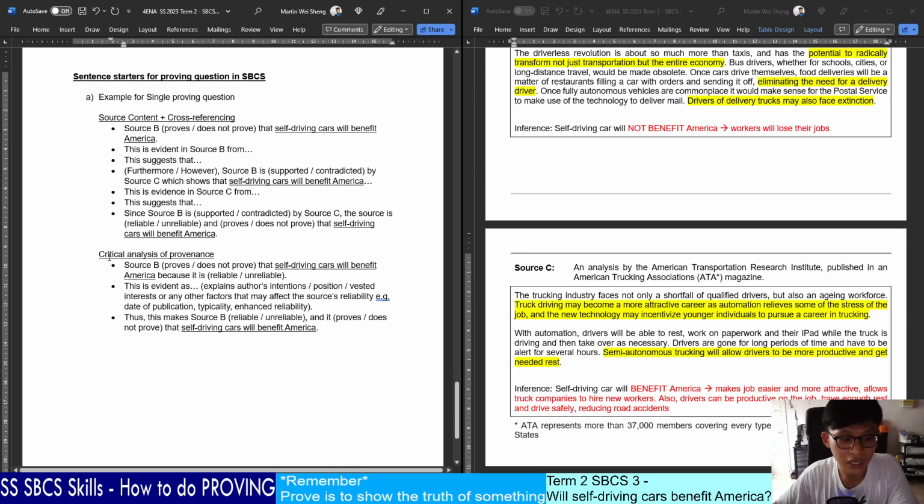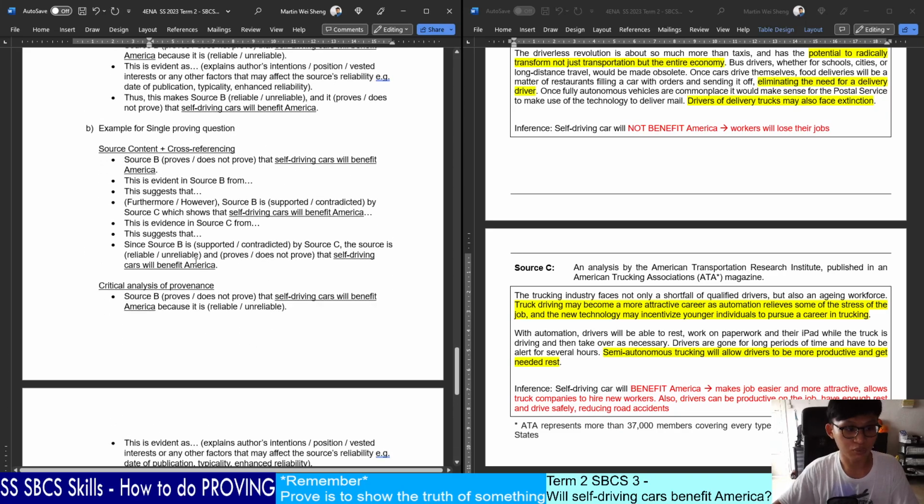Then for a double proving question, for the next paragraph you would do your CAP. So source B proves or does not prove that self-driving cars will benefit America, because it is reliable or unreliable. So you just address the reliability of the source. Remember that you have to give evidence and explain yourself. So this is evident as, then I would use my CAP skills over here. Then finally I conclude the question. So this is for single proving. Now what about double proving?